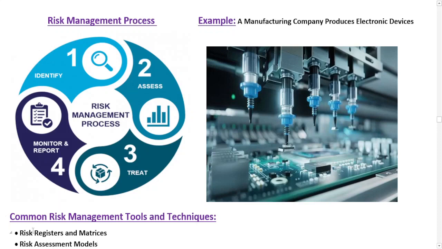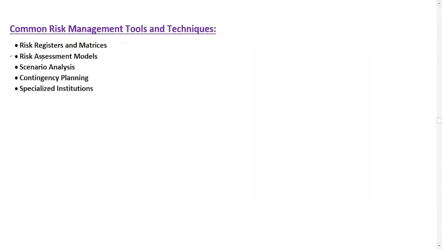Now let's discuss some common risk management tools and techniques. At number one we have risk registers and matrices, which are used to organize and document identified risk. Then we have risk assessment models, which are used to quantify and prioritize risk. The third is scenario analysis, used to evaluate potential outcomes under different scenarios. The fourth is contingency planning, used to develop backup plans for high risk situations.